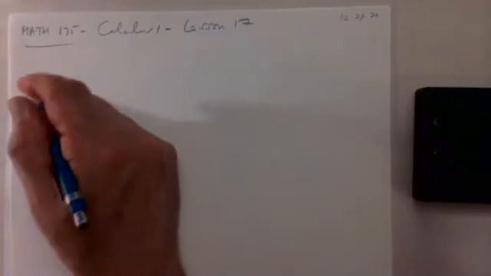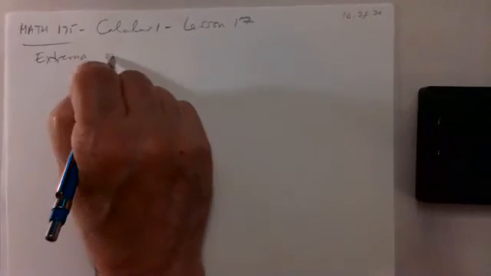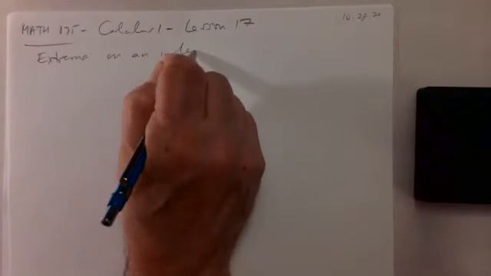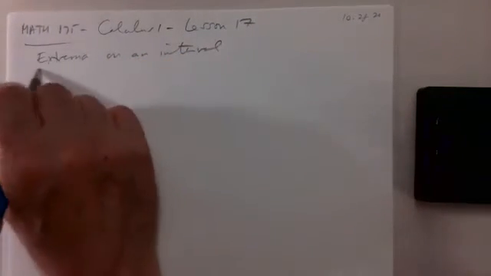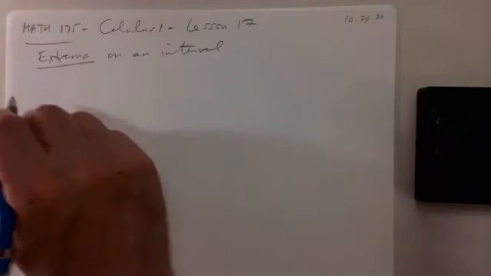Okay, calculus, Math 175. This is lesson 17 on the syllabus, which has to do with extrema on an interval. Why people like to use this old Latin word extrema, I don't know, but the idea is very simple. You could have a graph of a function that looks like this.